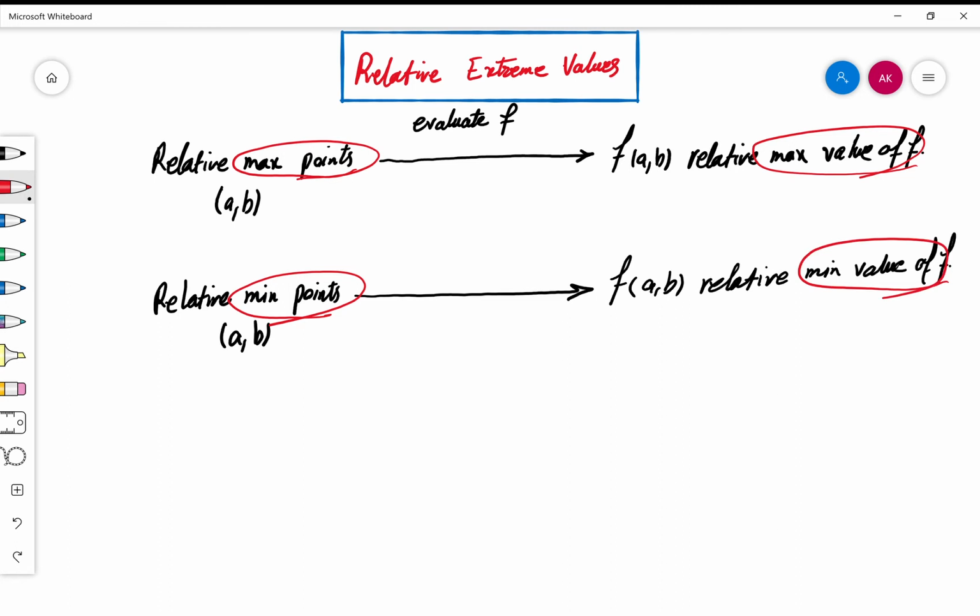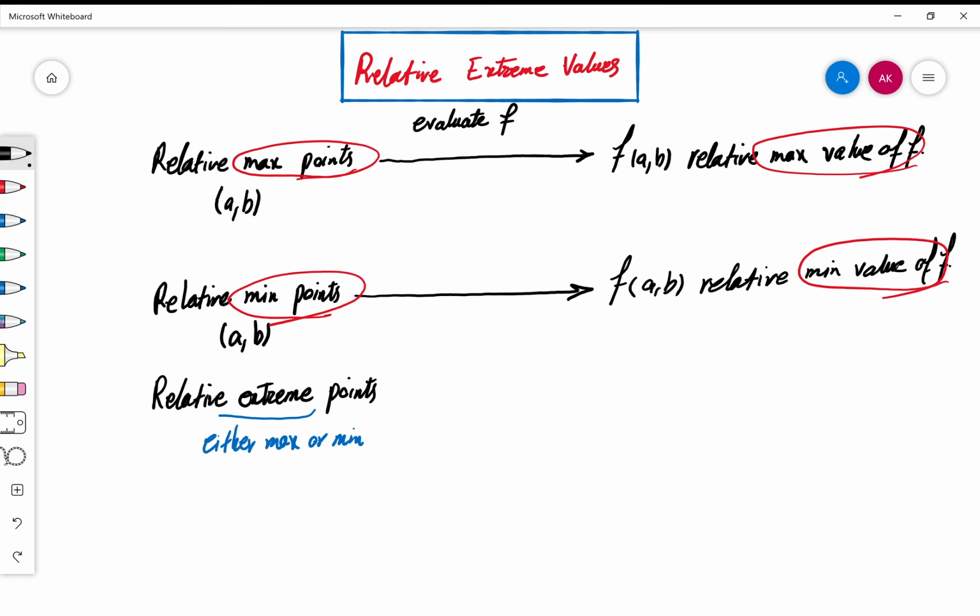There is also one good terminology which puts these two words under one umbrella. Instead of saying max or min, you can just say relative extreme, some books write extremum, points. Again, extreme here means either max or min. When you don't want to specify the nature of the max or min point, you just use the extreme point.